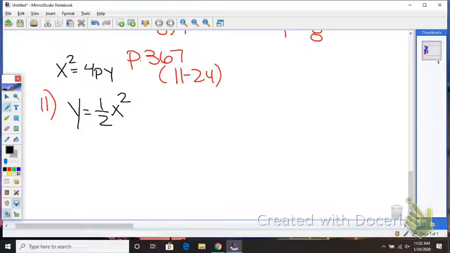My first step is to get this x squared by itself. So I'm going to divide by 1/2. When I divide by 1/2, what am I really multiplying by? 2. So I have x squared equals 2y.